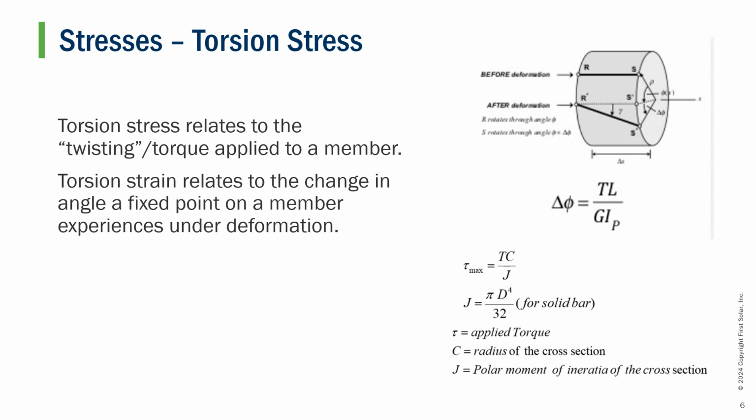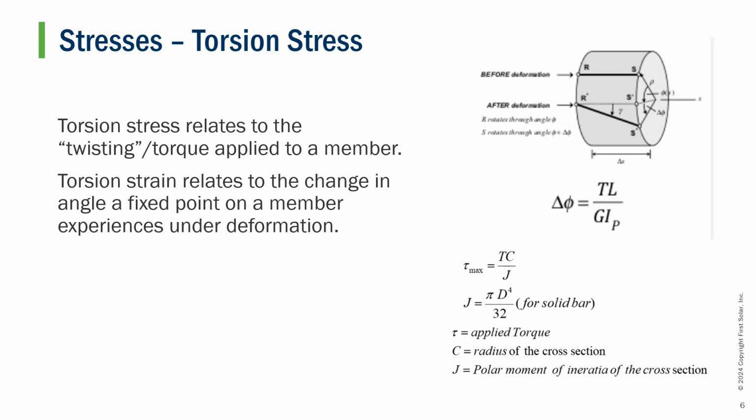Again, another kind of stress you may encounter in the FE exam is the torsional stress. And this is related to the kind of twisting motion or torque applied to a member. And here we're able to see that our torsional strain relates to the change in angle of a fixed point on a member that a member experiences under deformation.